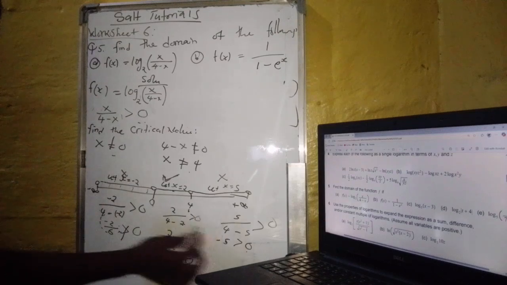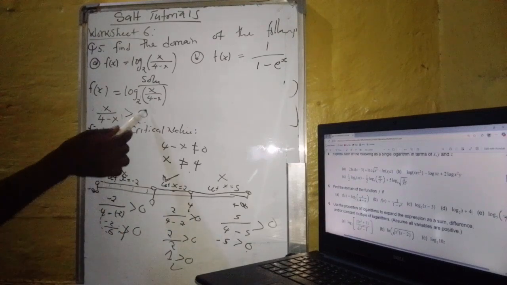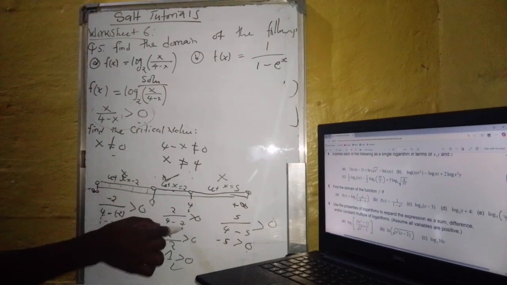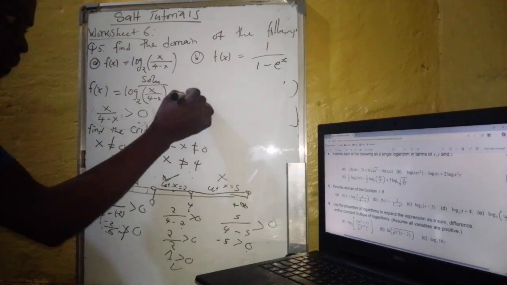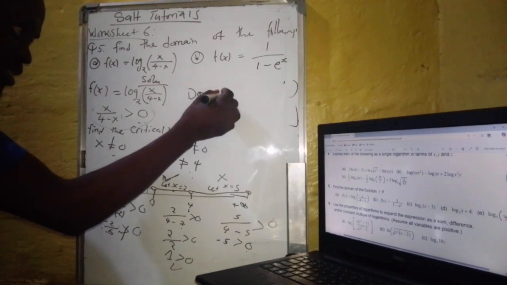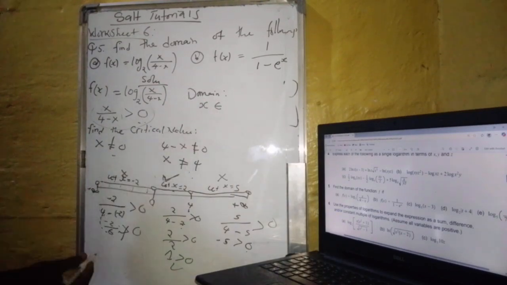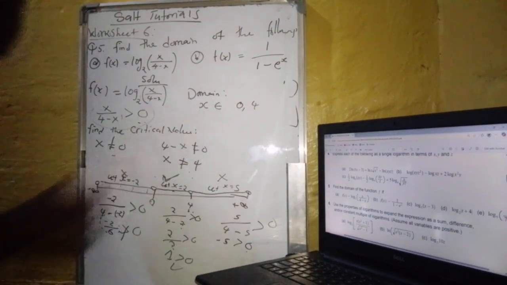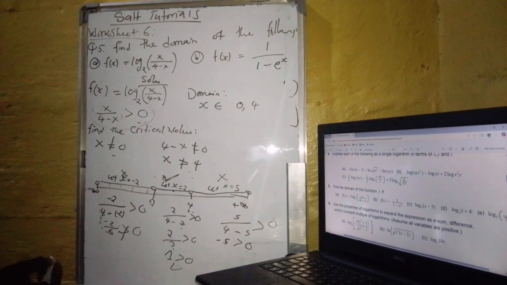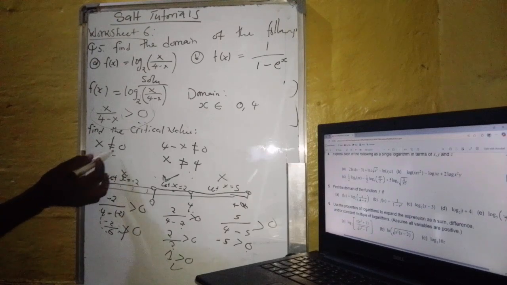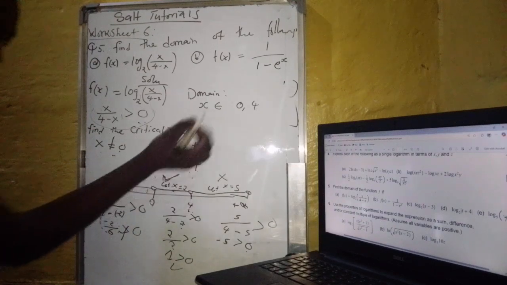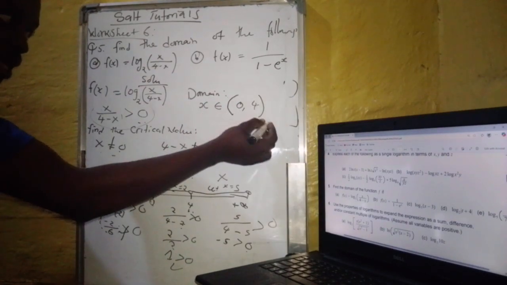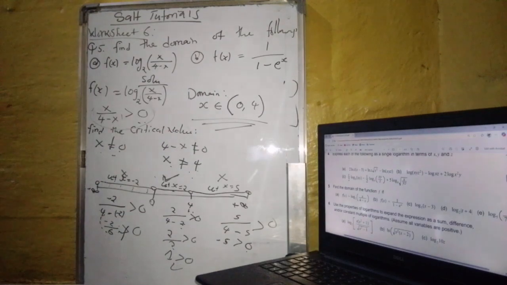So from your testing, what are the values of x which define this inequality? The only values of x defining the inequality are the in-between interval, meaning that the domain for this function is x a member of which interval? From 0 to 4. What kind of brackets are you going to use? You are going to use round brackets because you emphasize that x should not be 0 and x should not be 4. It won't be square brackets, but round brackets. This is your domain for the first function.